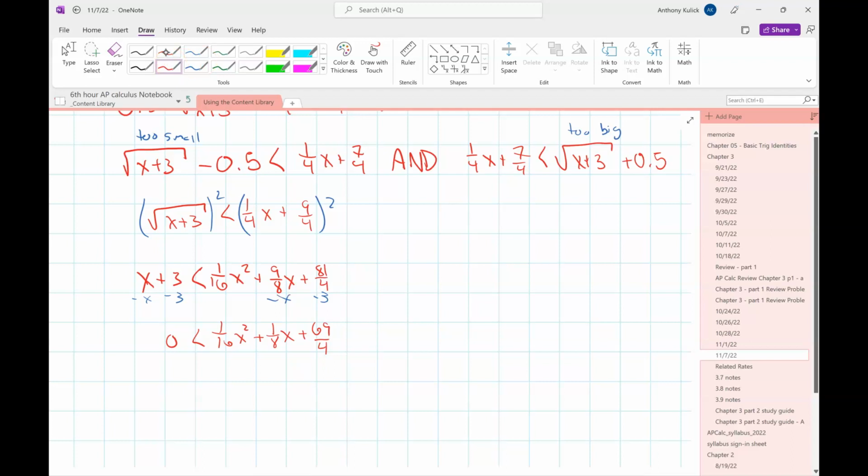I mean, I wouldn't try factoring this thing. You got all these stupid fractions in there. What would you do? Yeah, use the quadratic formula. For sure. Guess what you get when you do that? No real solution. What is that telling you?